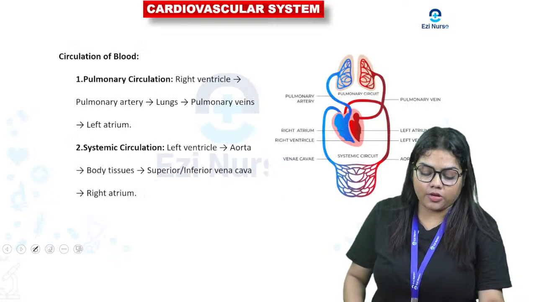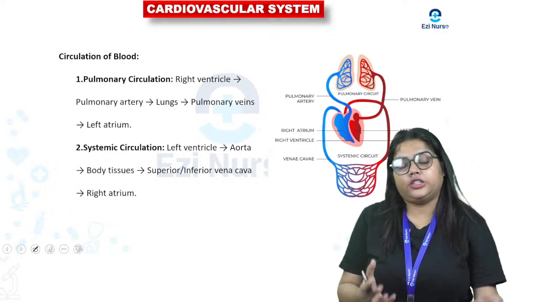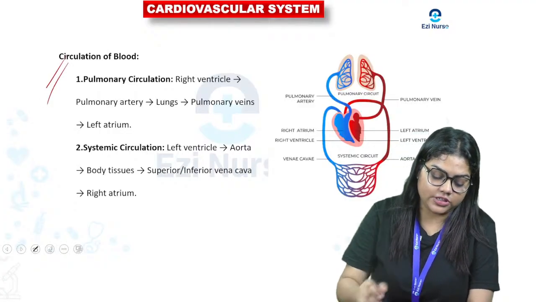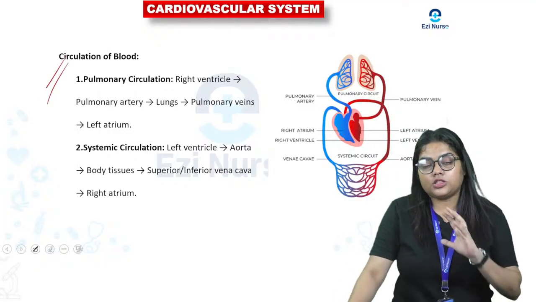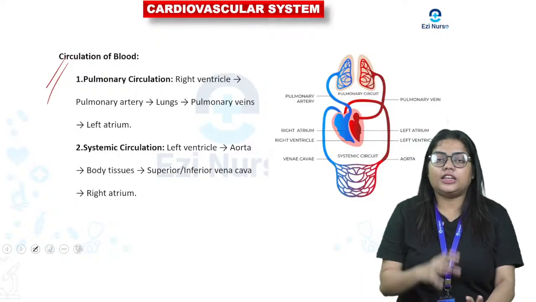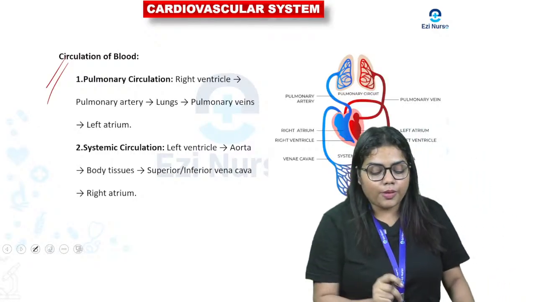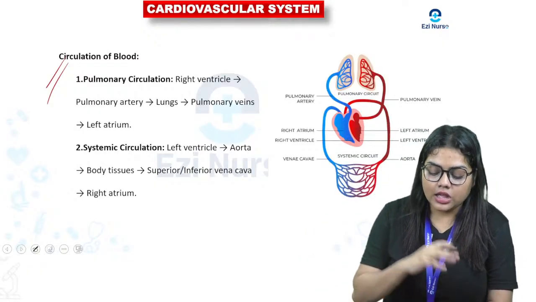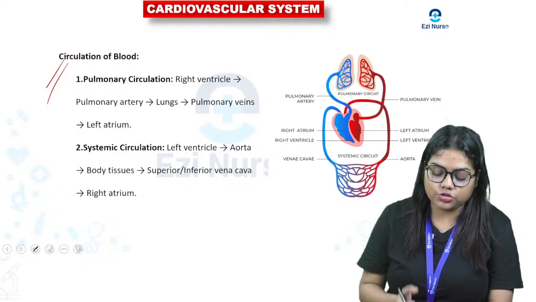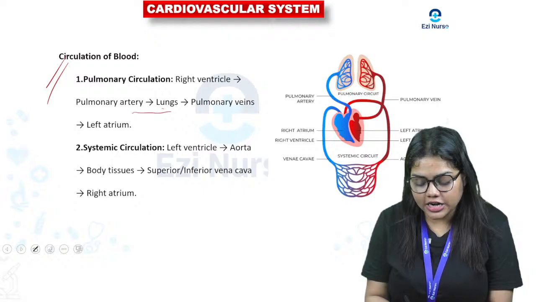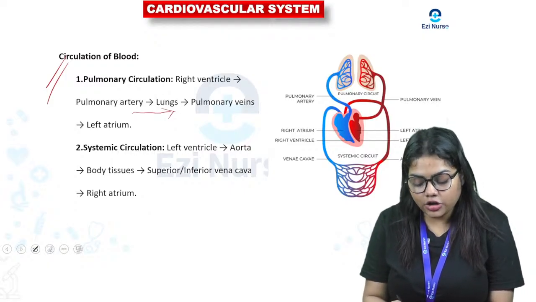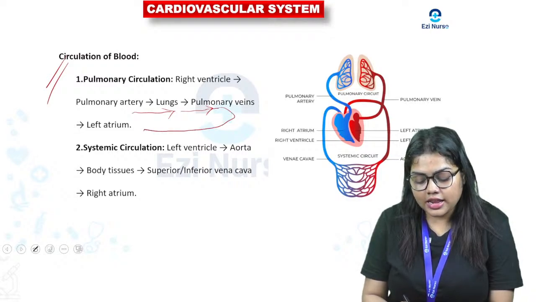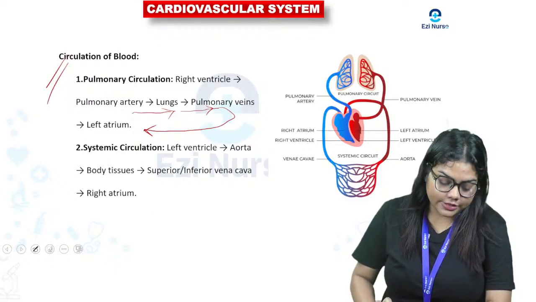So let's see how the circulation of blood actually happens. There should not be any confusion here. Circulation of blood is very important. First we will see the pulmonary circulation, and then the systemic circulation. Pulmonary circulation: from the right ventricle of the heart, the deoxygenated blood will go to the pulmonary artery. From the pulmonary artery it will travel to the lungs, collect the oxygen, and the pulmonary veins will bring it to the left atrium of the heart.